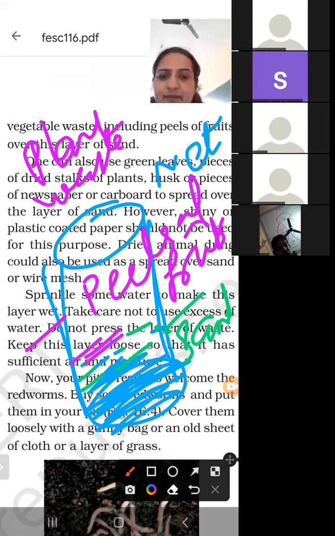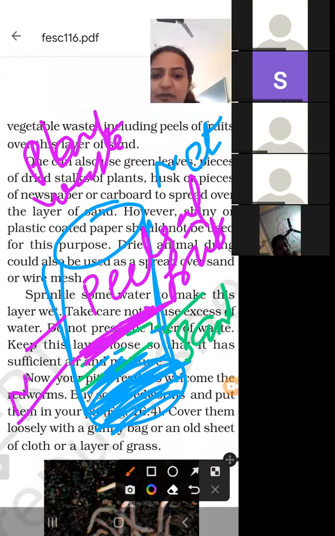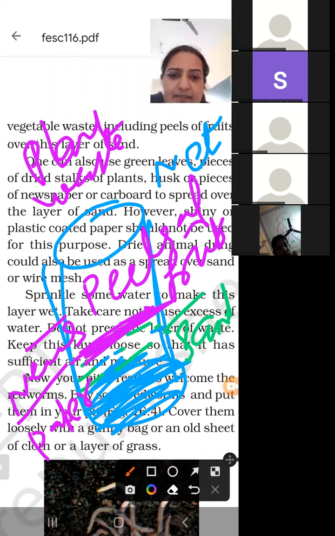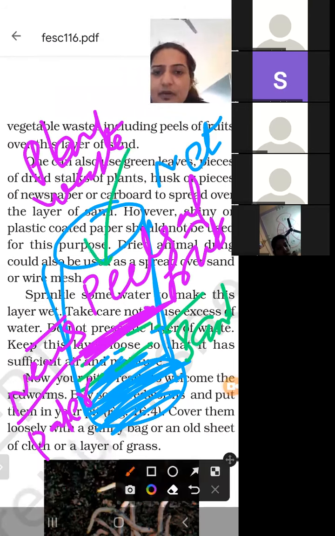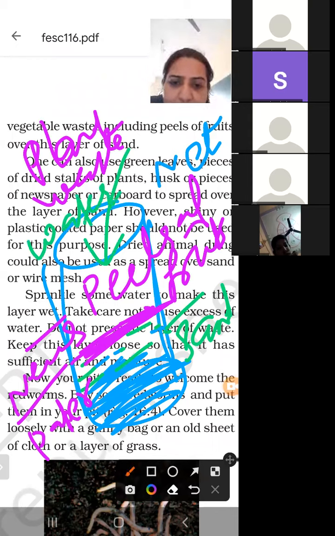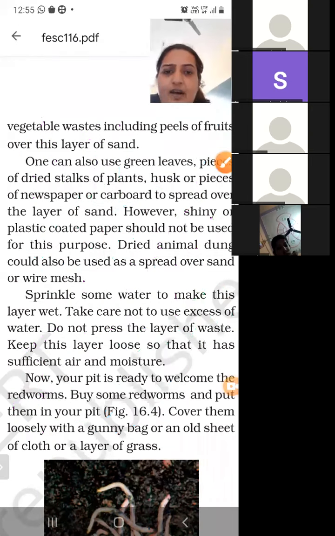So we are using these to cover this type of soil, newspaper waste is added, and we can also add dried animal dung. Then we are adding water. We are sprinkling some water into it. Now our pit is ready.